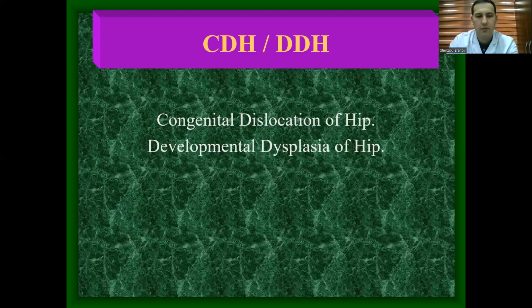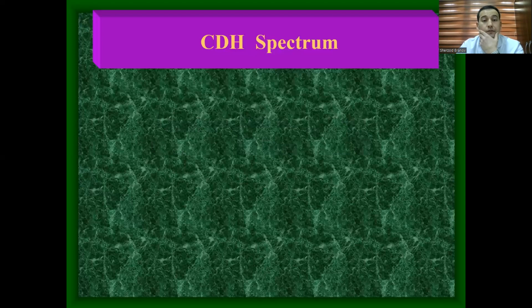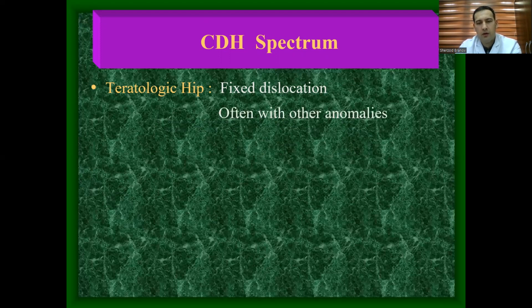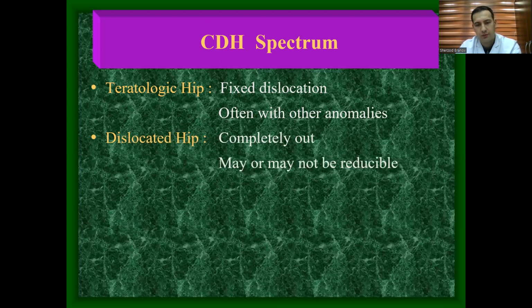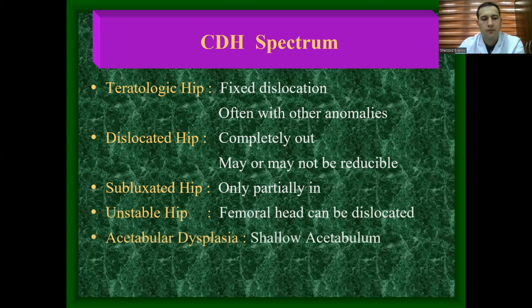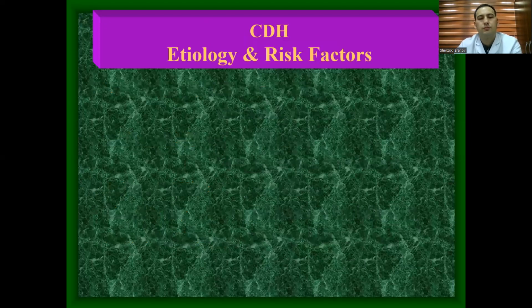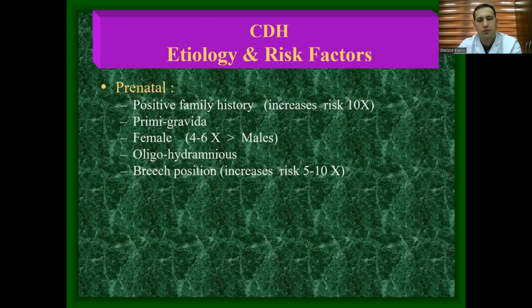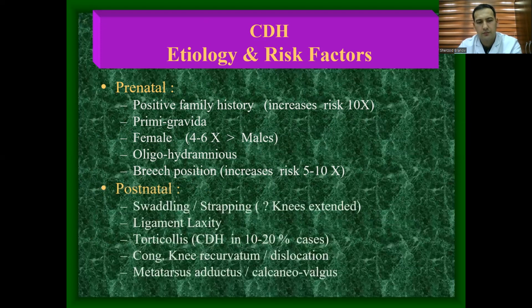Congenital dislocation of the hip, developmental dysplasia of the hip. Teratologic hip: fixed dislocation, often with other anomalies, completely out, may or may not be reducible, only partially in. The femoral head can be dislocated, or have a shallow acetabulum. Etiology and risk factors, prenatal: positive family history, primigravida, female, oligohydramnios, breech position. Postnatal: swaddling, strapping, ligament laxity, torticollis, congenital..